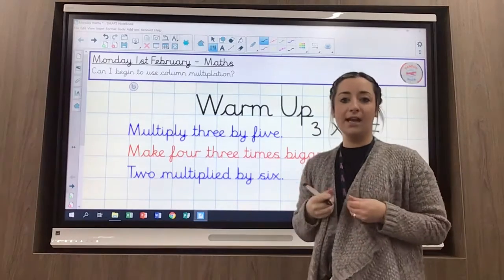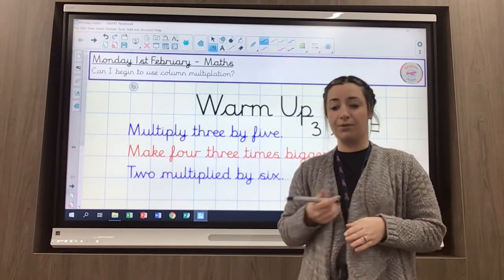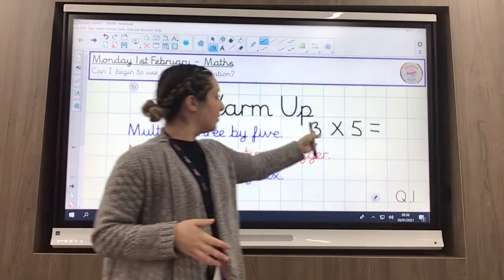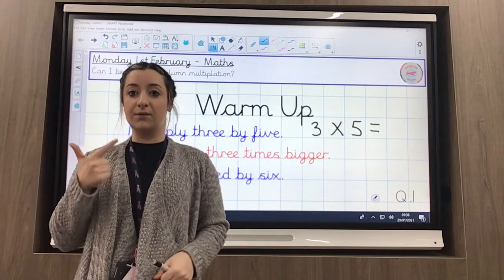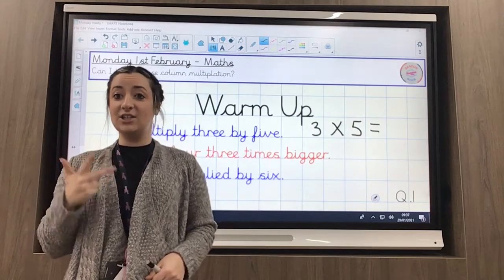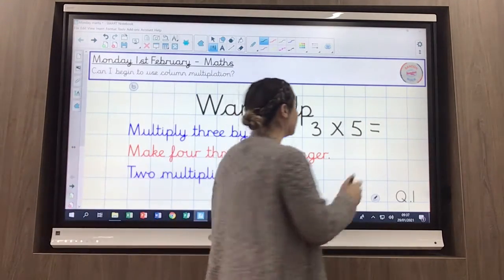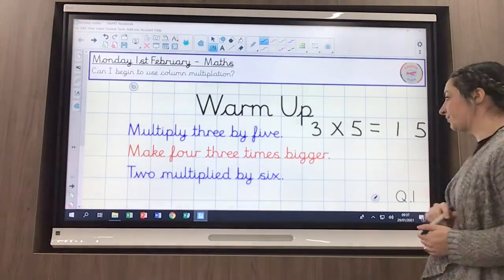So we need to do 3 lots of 5, or we can swap it around and do 5 lots of 3. So we know our 3's and we know our 5. So if we do 3 lots of 5, so 1 lot of 5 is 5, 2 lots of 5 is 10, and 3 lots of 5 is, can you tell me? Is 15. Well done, so it's 15. So I'm going to put 1 and a 5.